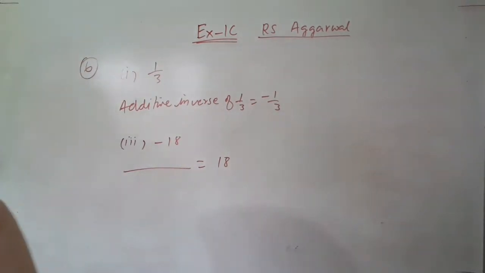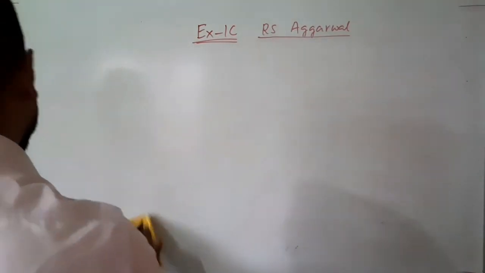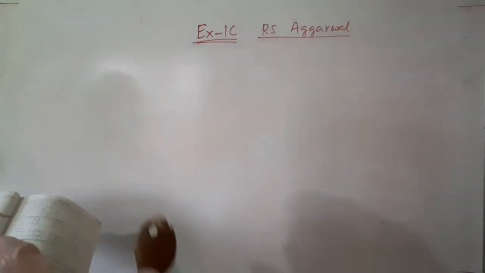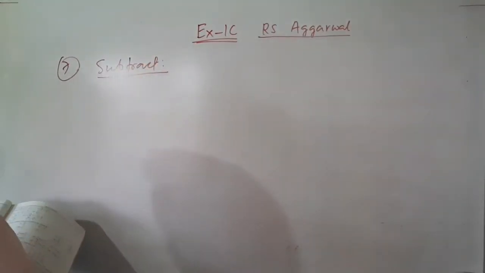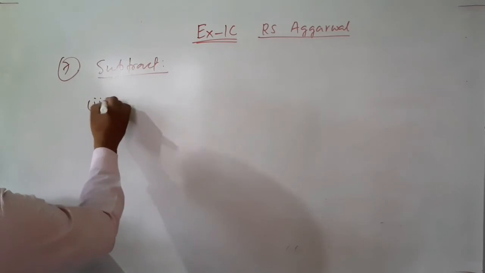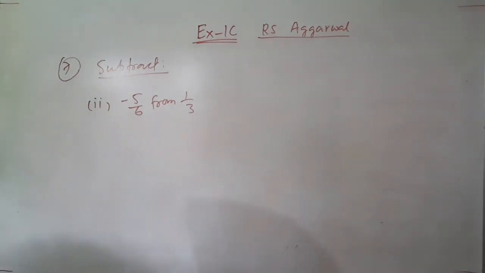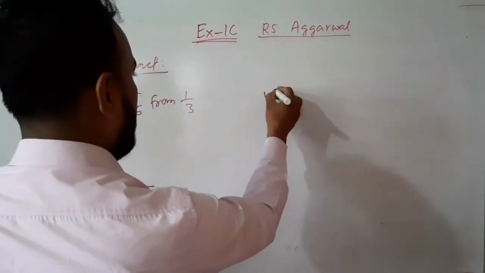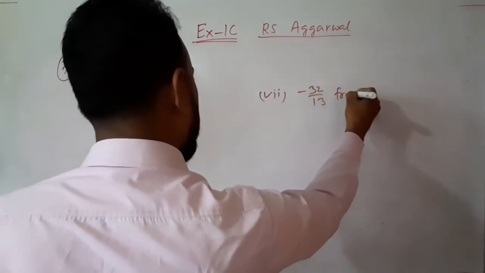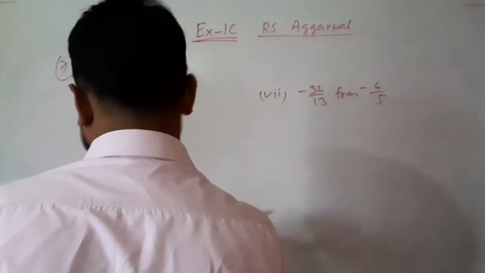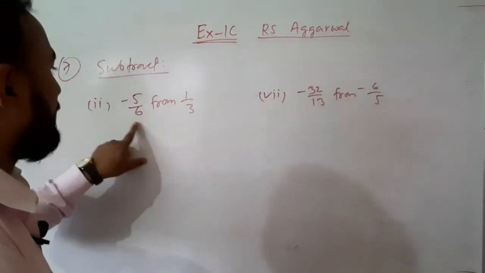In question number 7, you have to subtract the following. You have to find the subtraction. Listen carefully. In the first problem, subtract minus 5 by 6 from 1 by 3. I am taking another problem also: subtract minus 32 by 13 from minus 6 by 5. See here, in question number 7, you have to subtract the given rational numbers.